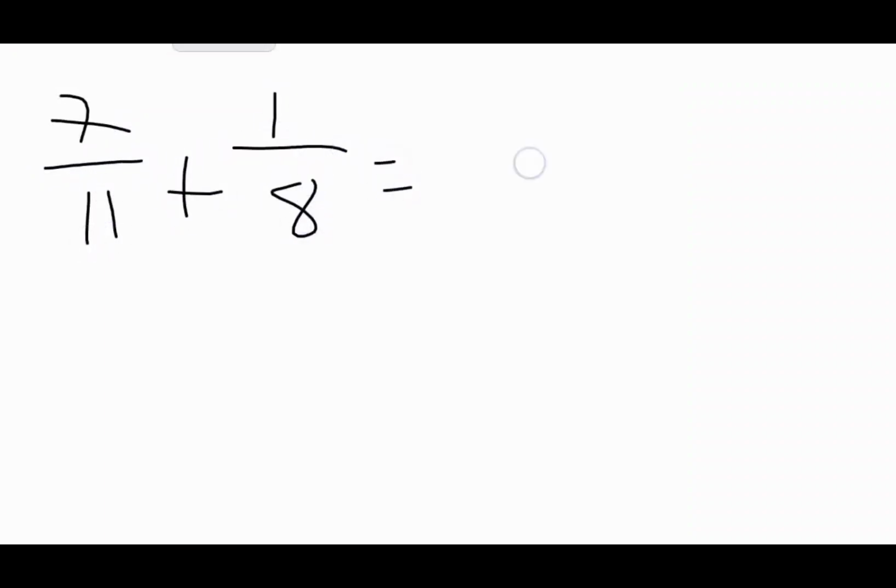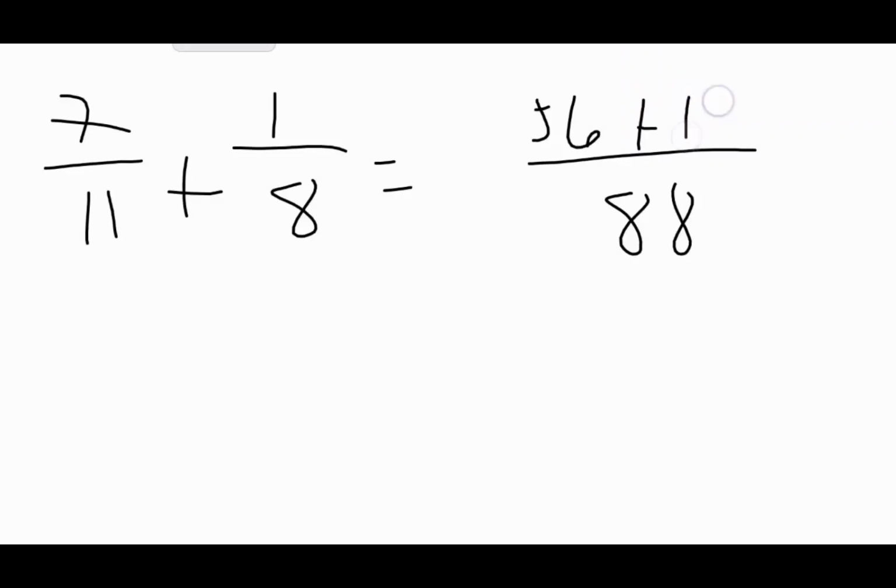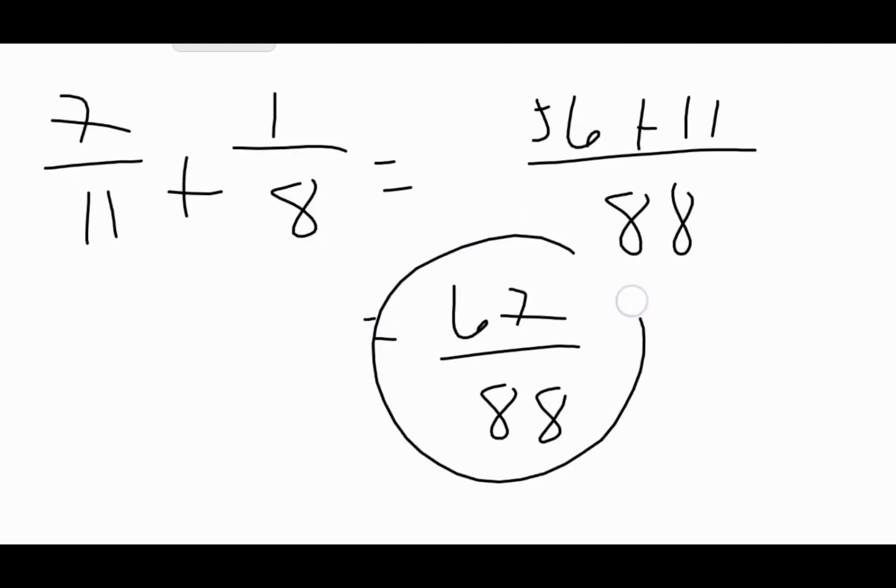Another example, 7 over 11 plus 1 over 8. So obviously, the LCD is 88. 88 divided by 11 is 8, times 7, it's 56. 88 divided by 8 is 11, times 1, that's 11. The answer is 67 over 88. So I think this one has no more factors. So this is the final answer.